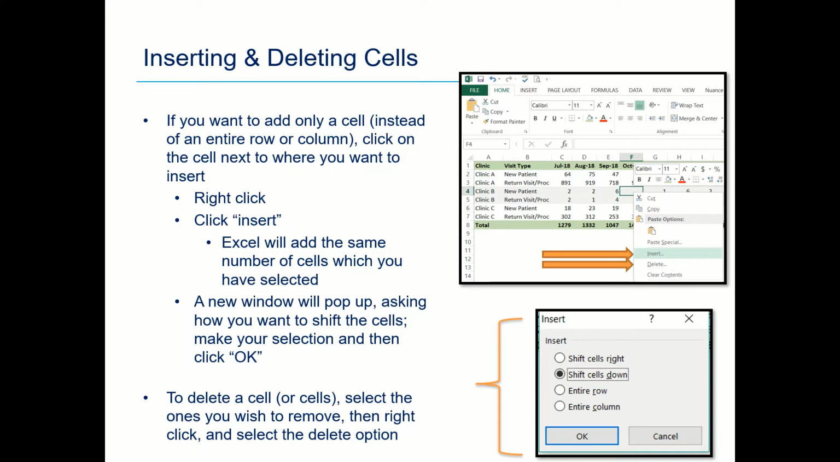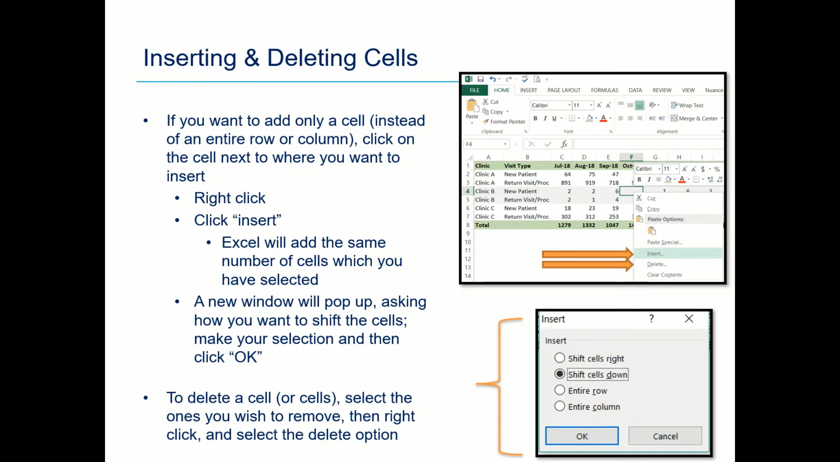A new window pops up then to say, do you want the cells to shift to the right, to shift down? Do you want an entire row or entire column? So right now it's highlighted for shift cells down. So if you click OK, then it will move all the cells beneath it down one.